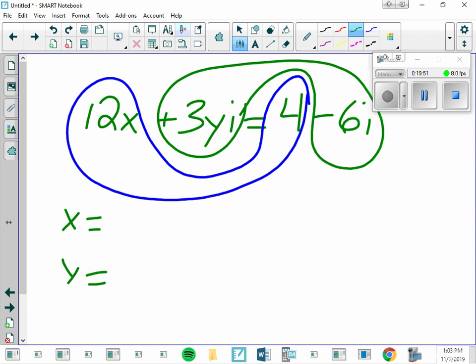Well, 12 times what is 4? 12 divided by 3 is 4. But 12 times what is 4? 1/3. So really, I'm just dividing by 12. 4 divided by 12 is 1/3. Okay? And then 3 times what is -6? Close. Divided by -2, but we're multiplying. -1/2.